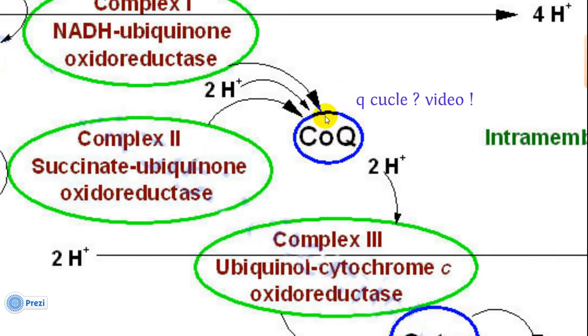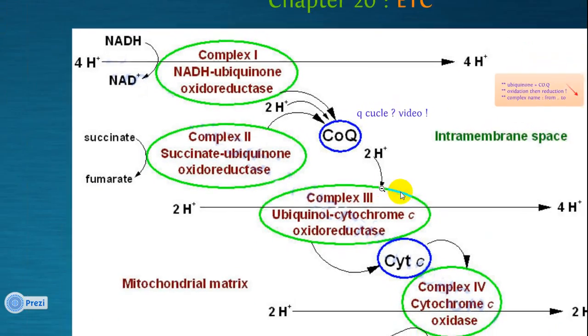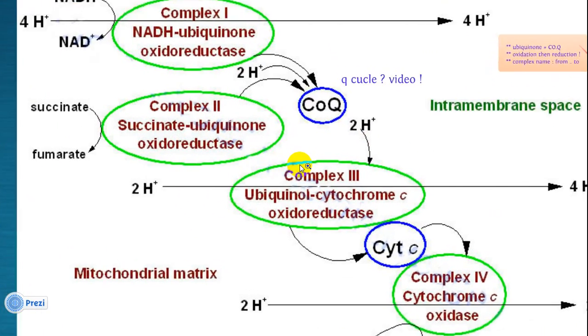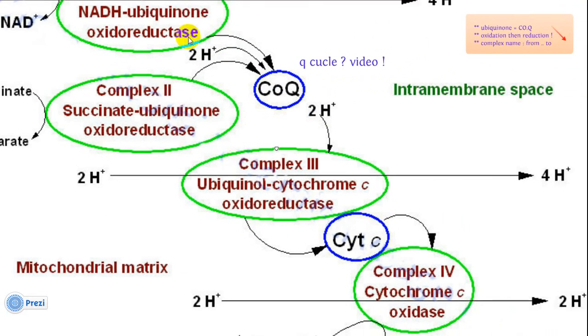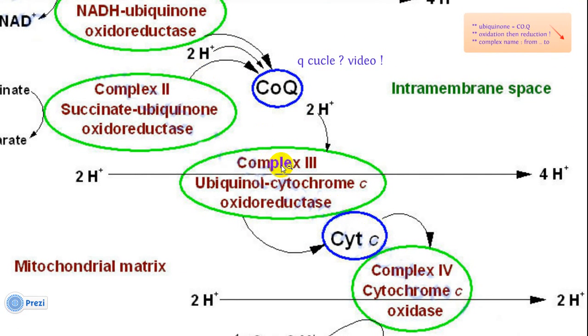The coenzyme Q now will take the electrons from complex 1, complex 2, and it will send them to complex 3. And why will each complex gain the electron? Because when you go in this direction, I said the reduction potential will be increased. So this complex has a higher reduction potential than coenzyme Q. And see the name of it. It's ubiquinol cytochrome C. Why? Because it will take the electrons from coenzyme Q and it will send them to cytochrome C.